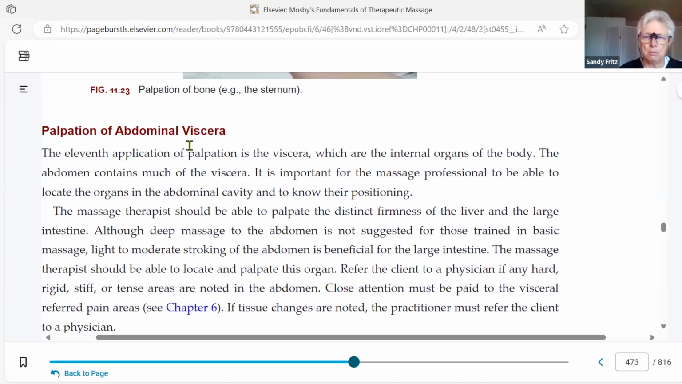Now, while we're doing that, we may also be able to palpate some of the actual organs, particularly the liver. And we want to be careful there. We don't want to push down into the viscera. But if we notice that there's hardening or pain, or you can feel the pulses from the ascending and descending aorta and that sort of thing, then that needs to be looked at. That could be a referral.